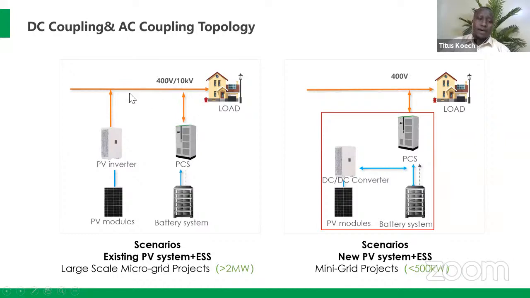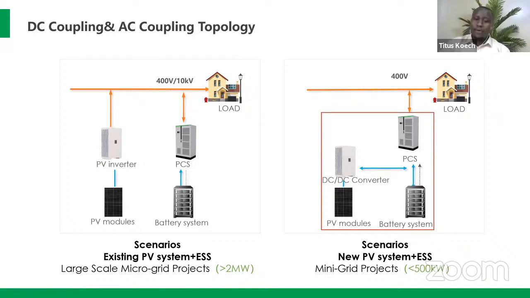Then we couple from the AC side. Then the PCS does the conversion from AC to DC to charge the batteries, with the AC coupling systems. And for AC coupling systems, of course, we have different scenarios. In our recommendation, we use it for very large scale scenarios.